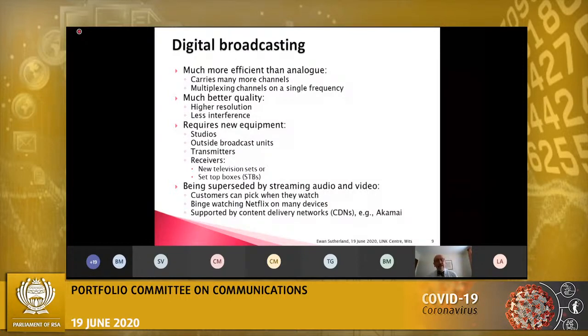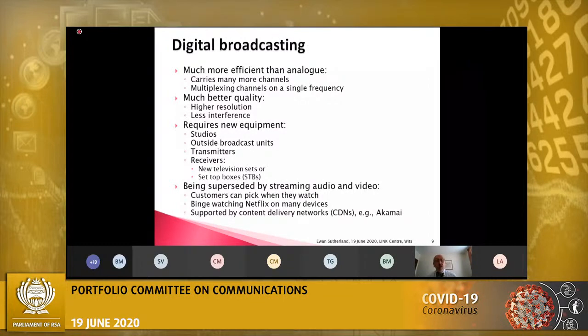and that takes us into what I know is the very contentious issue of set-top boxes. The set-top box converts the digital signal to the analog signal in order to allow people to listen or watch on existing equipment. The qualification in all of this is that it is being superseded.